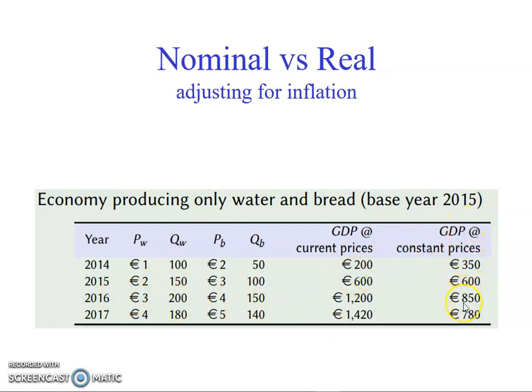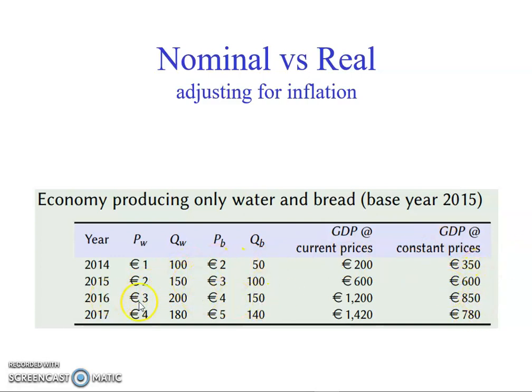For the constant prices, however, we are using the prices of the base year. So here the base year is 2015. For water, we're going to use 2 euros, and for the bread we're going to use 3 euros. So for example, for 2014, 100 times 2 euros, which is 200, plus 50 times 3 euros, which is 150. 150 plus 200 is 350. The same for the rest.